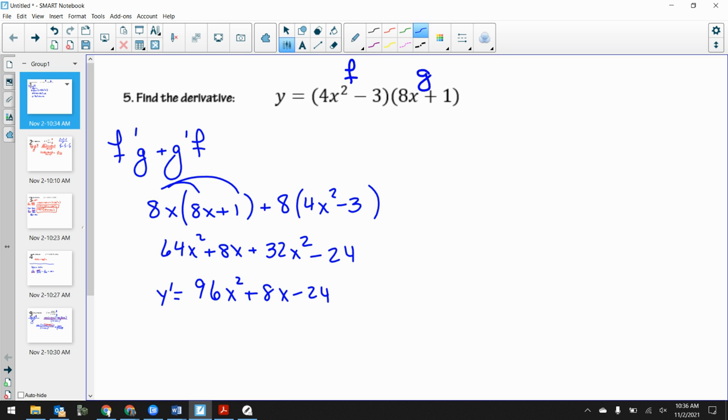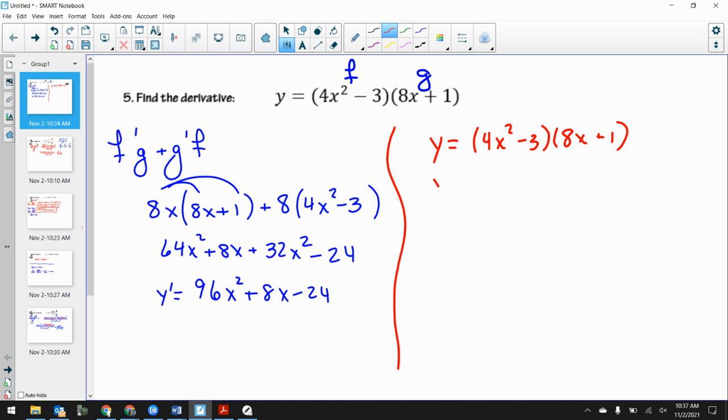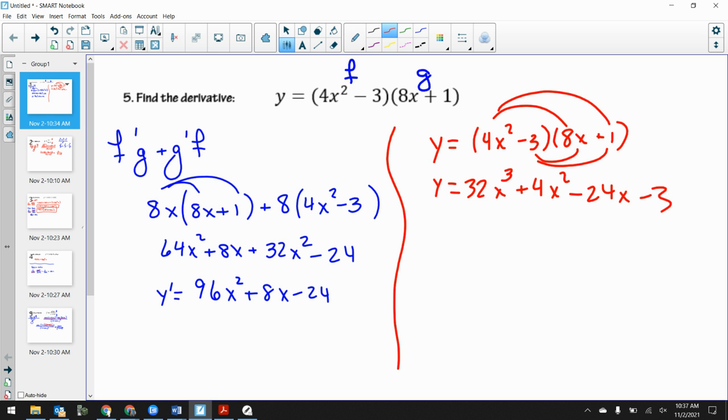All right. Now I'm going to find the derivative second. I'm actually going to multiply first, then find the derivative. What do I mean by that? Well, y in its original form is 4x squared minus 3, 8x plus 1. So when I go to FOIL it, that's going to be first 32x to the third plus 4x squared minus 24x minus 3. But that minus 3 is not going to matter.